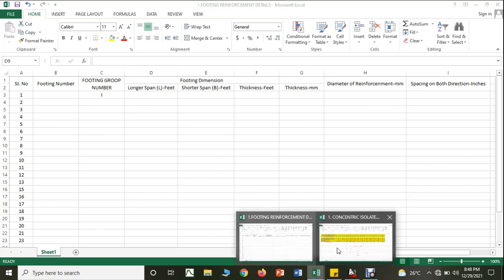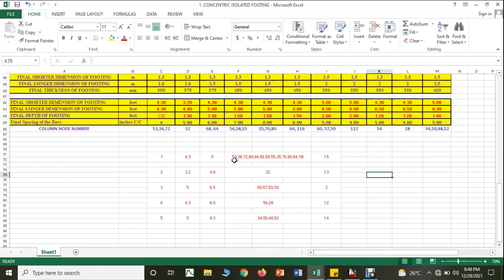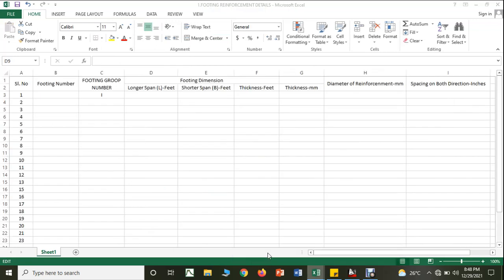In that first set, how many are there? It is 1, 2, 3, 4, 5, 6, 7, 8, 9. These are the number of columns that you have. So I will just copy it. I will place it somewhere. I will just type it now.